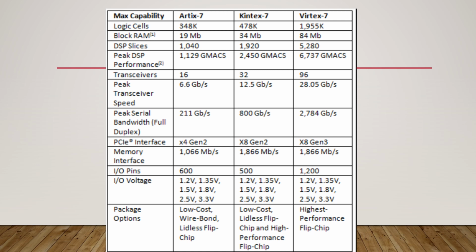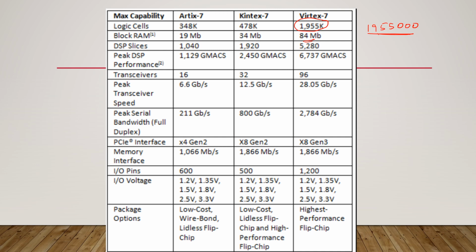But performance wise, Virtex is the best one because the number of logic cells present in the Virtex 7, we can see here, is 1955K, right? 1955K means this many logic cells are available in the Virtex. That means any complex function we can design by using this Virtex 7 FPGA. The block RAM size is 84 MB. See, when compared to Artix and Kintex, the Virtex 7 has the highest memory, that is 84 MB, right?